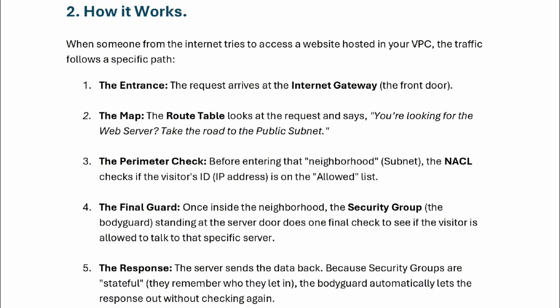The perimeter check. Before entering that neighborhood subnet, the NACL checks if the visitor's IP address is on the allowed list. If it is not on the allowed list, then the access is denied. The final guard. Once inside the neighborhood, the security group, the bodyguard, standing at the server door, does one final check to see if the visitor is allowed to talk to that specific server.